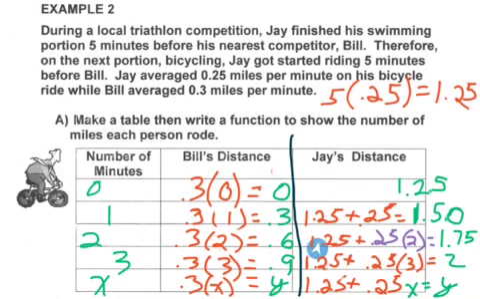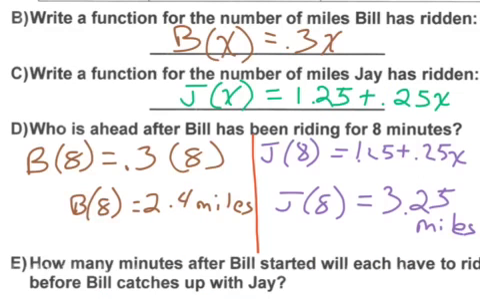So 1.25 plus the 0.25 times 1 gives us a total distance of 1.5, and so forth. You can see we're multiplying down, and that's where we get the 1.75 and the 2 miles. Hey, guess what? Since he's going slower, Bill's going to eventually pass him. We'll get to that in just a second. Write down the next part and then hit pause. Alright, so copy this bit down and hit pause.